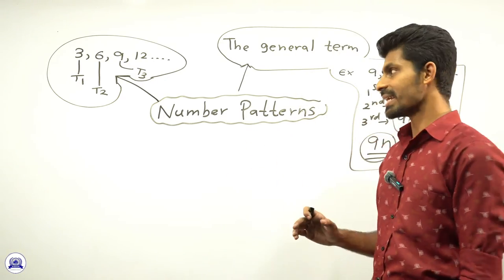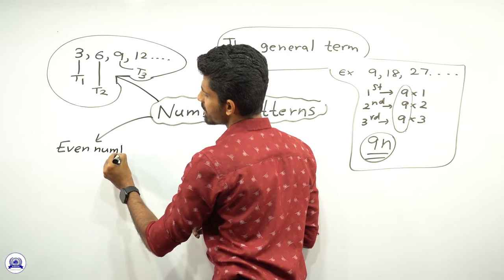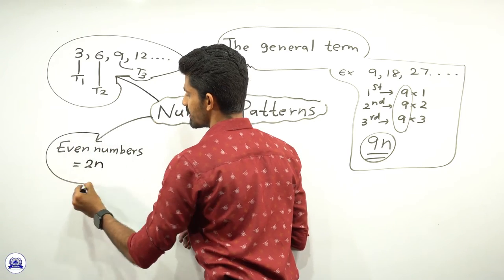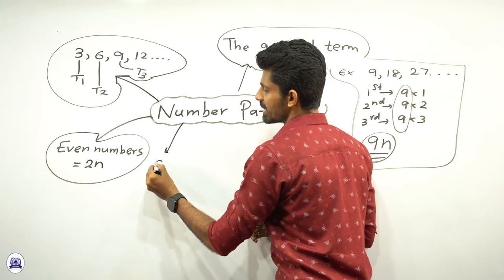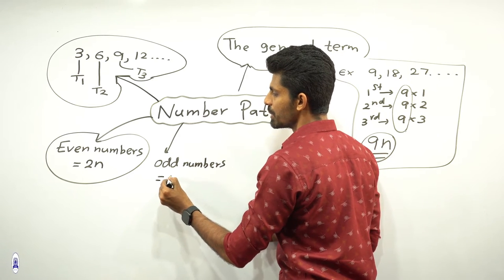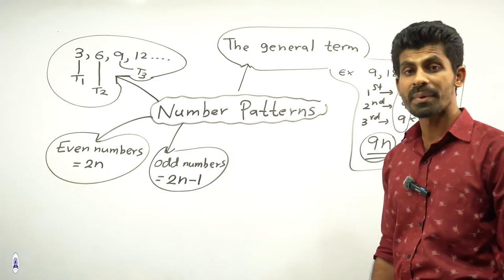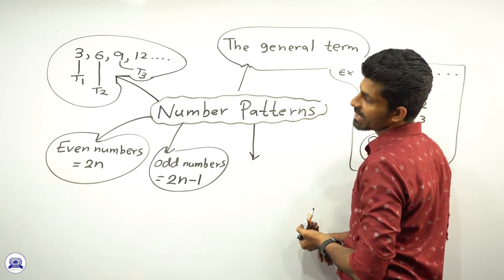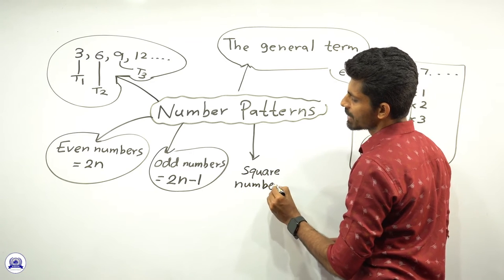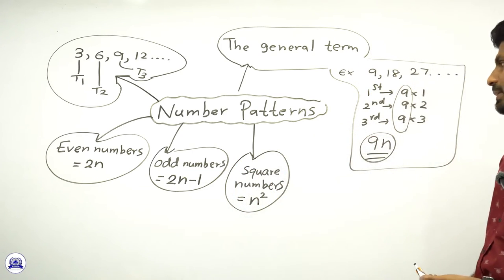Then what are the main ones? Not 3, actually 4. The general term of the even numbers equals 2n. The general term of the odd numbers equals 2n minus 1. The general term of the square numbers equals n squared.